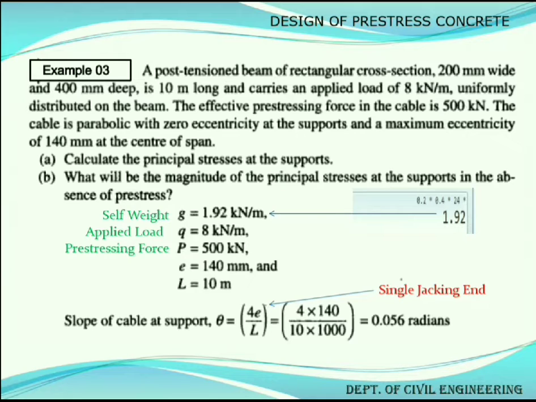So let us start. First we have found G. Now G is nothing but your self weight. The calculation is given here, that is the area of the section 0.2 into 0.4 multiplied by density of concrete, you get 1.92. Q is nothing but the live load or the applied load, which is 8 kN per meter. Pre-stressing force is given as 500. Eccentricity is 140 and length is 10 meters. So let's start with the solution of the example. Theta calculation remains the same. For E by L, we get the value of theta as 0.056 radians, again a small value.